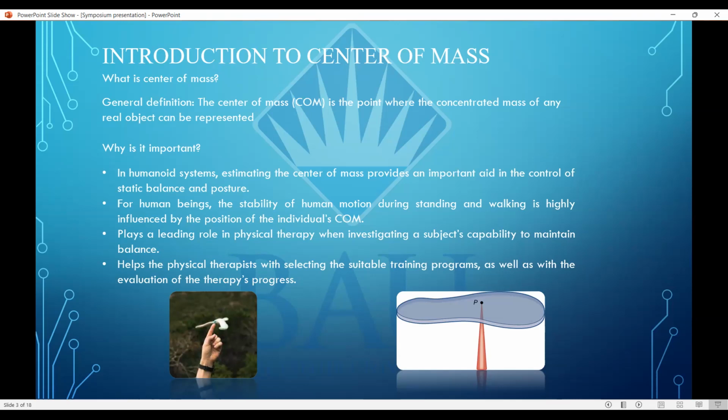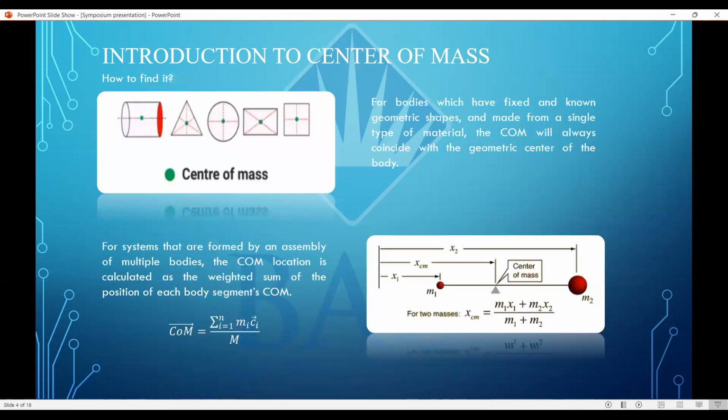Also, it plays a leading role in physical therapy as well. So when investigating a subject's capability to maintain balance, the center of mass trajectory needs to be known. Also, for the physical therapist, it helps with selecting suitable training programs, as well as with the evaluation of the therapist's progress. So how do you find the specific point?